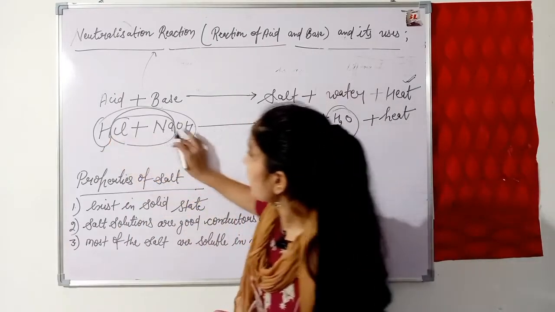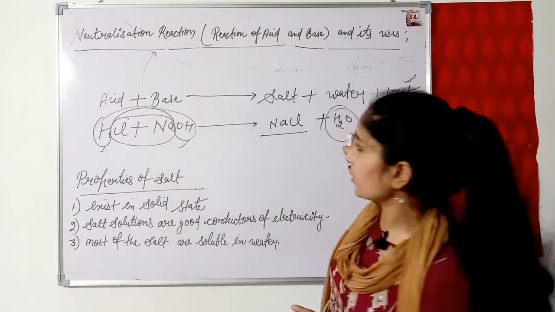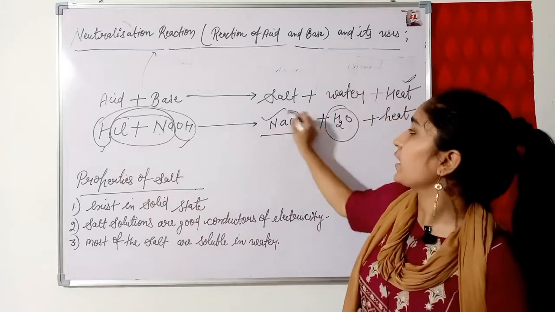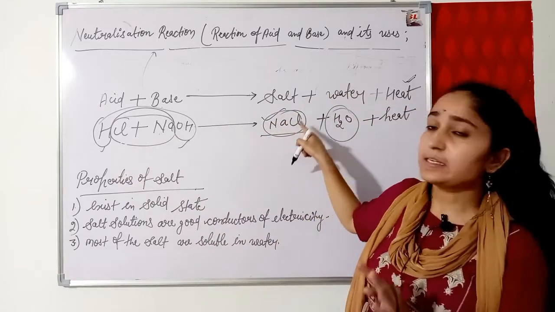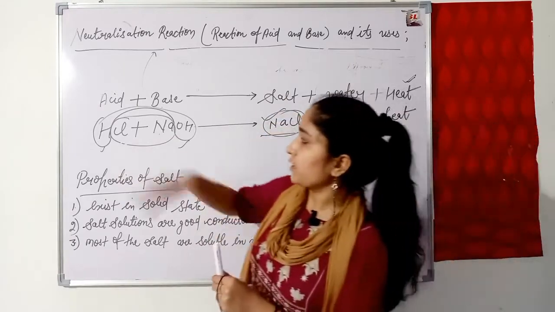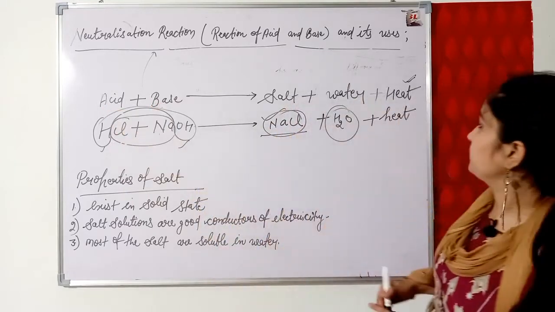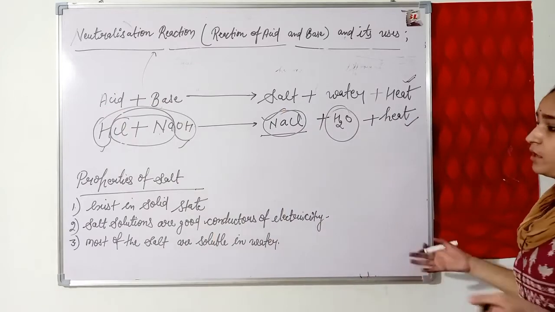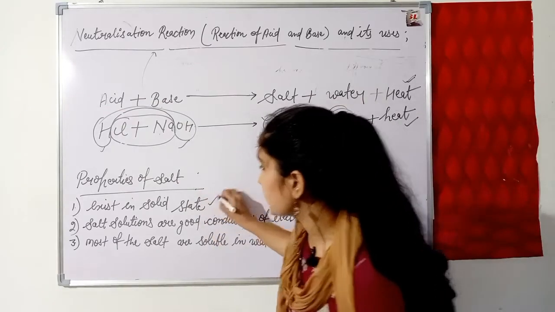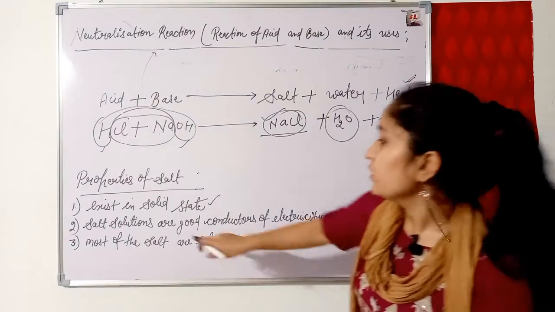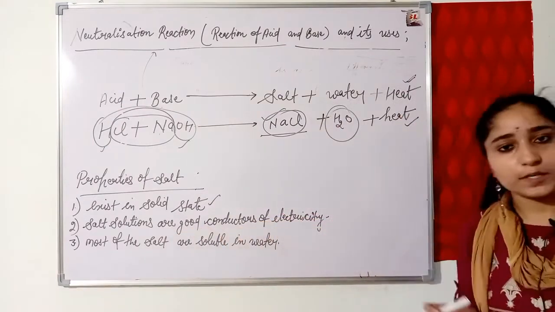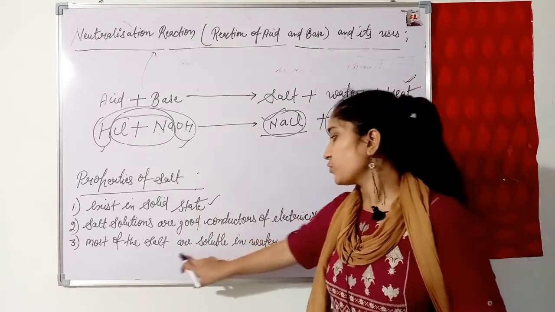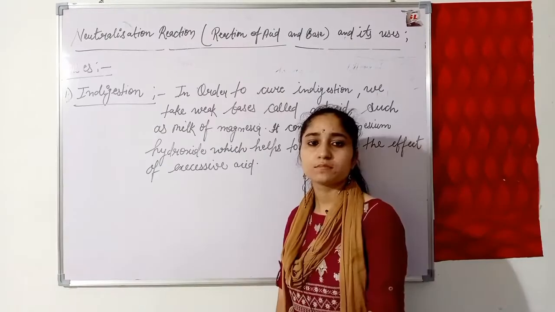So hydrogen attaches with OH and forms a water molecule, and Cl and Na combine together and form salt, NaCl, and salt is formed by the reaction of acid and base. Heat is evolved in this reaction. Salt exists in the solid state. Salt solutions are good conductors of electricity, that is, salt solutions allow electricity to pass through them.